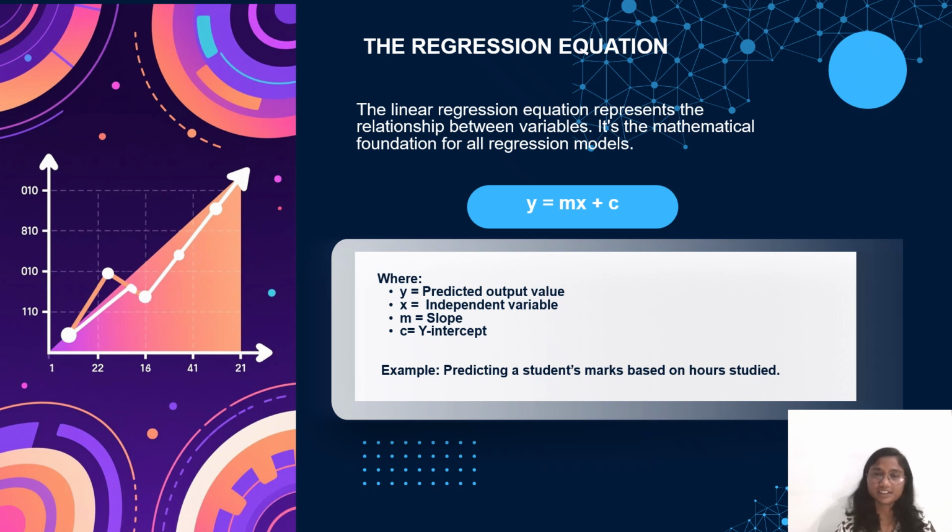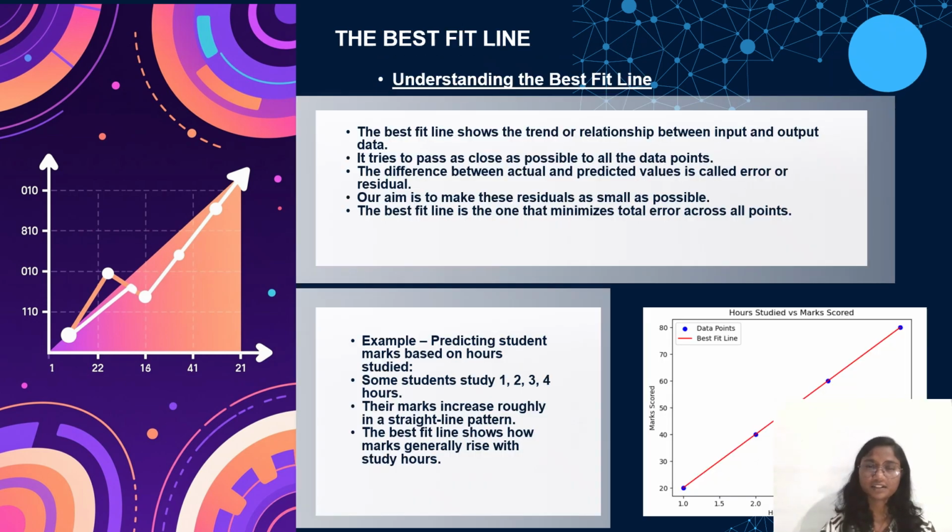So this is a regression equation. The linear equation represents the relationship between variables, that is y = mx + c. Here y is the predicted output value, m is the slope, x is the independent variable, and c is the y-intercept. By using this regression equation, we can solve examples like predicting a student's marks based on hours of study.